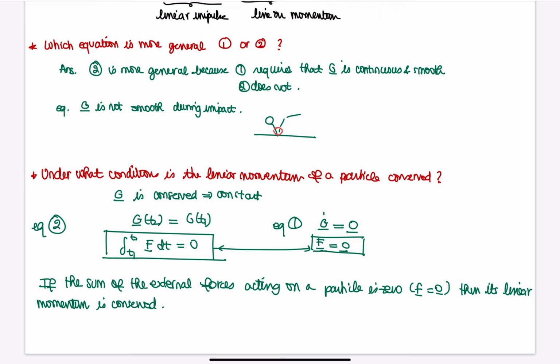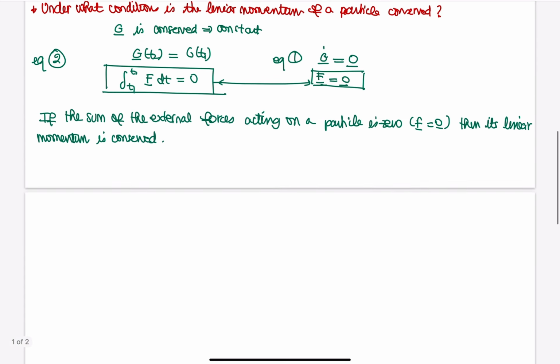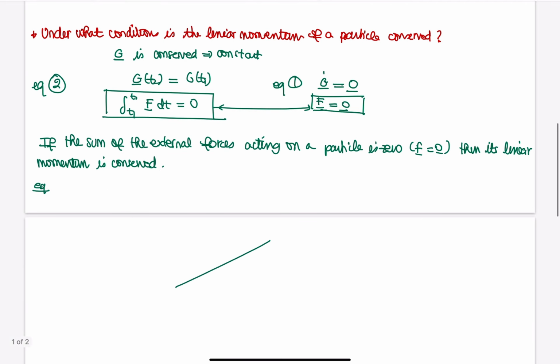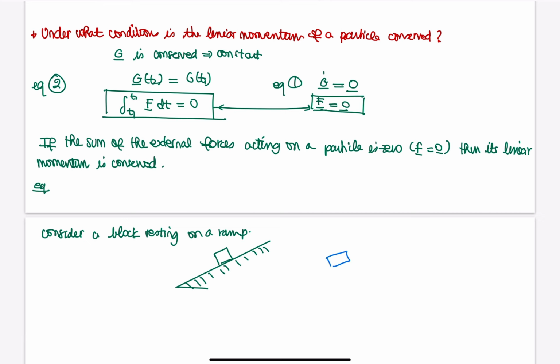Okay, that's great. Let's think of an example. Consider a block resting on a ramp. What are the forces acting on the block? I'll isolate the system, I'll draw its free body diagram: the weight force, the normal force, and the friction force. Here I need to specify that the surface or the ramp is rough.